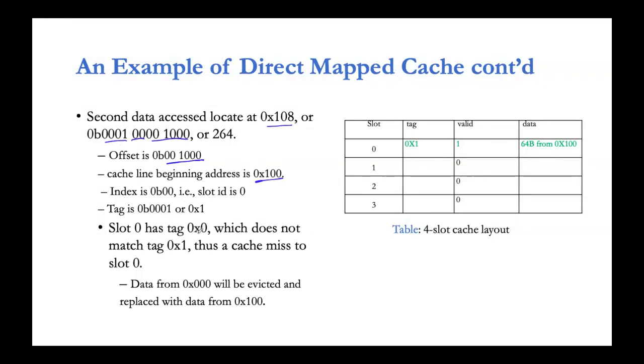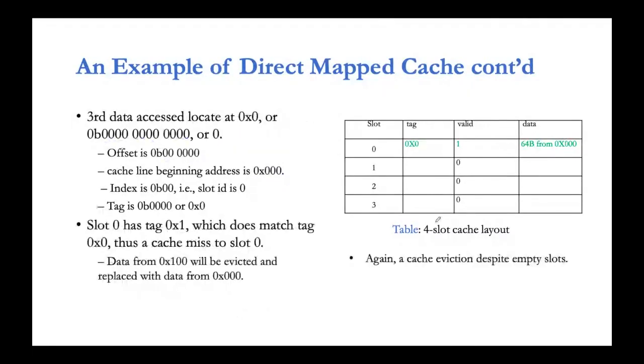So slot 0 has the tag 00, so it does not match the tag 01. This tag does not match, thus a cache miss to slot 0. When there is a cache miss to slot 0, the data from the 000 hexa value will be received and replace the data from your 0100. So that will replace it.